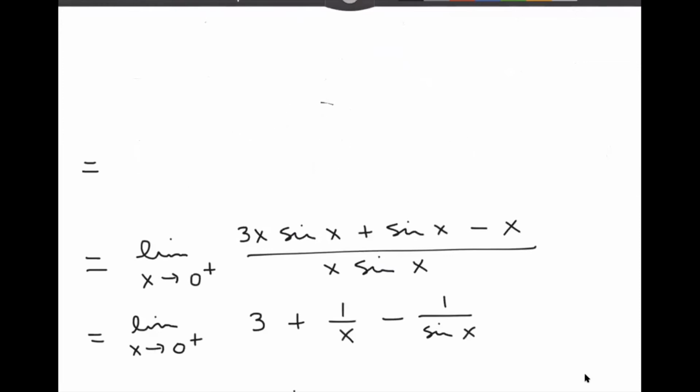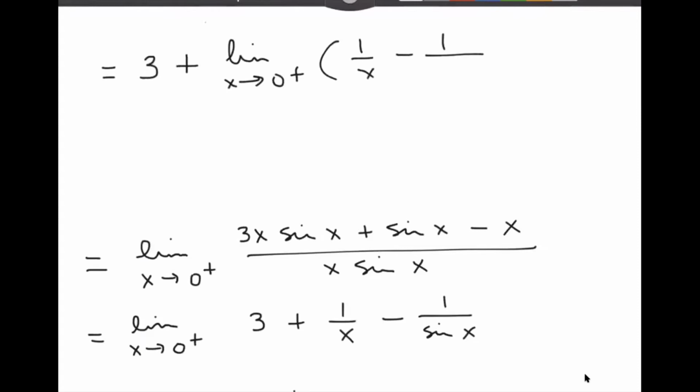It at least won't be quite as messy as if we had kept it the way it was. Because, for example, we can just take that 3, and we know the limit as x approaches 0 of 3 is just 3. So we'll think of this as 3 plus the limit as x approaches 0 from the right of 1 over x minus 1 over sine x. Okay, and now I am going to combine those two into a single fraction. And I think that that'll be nicer than what we had before.